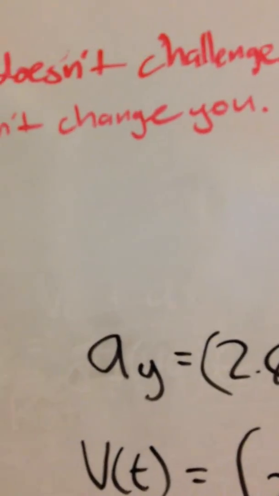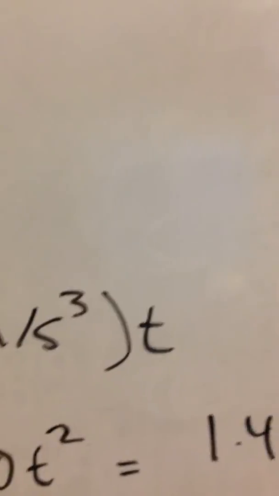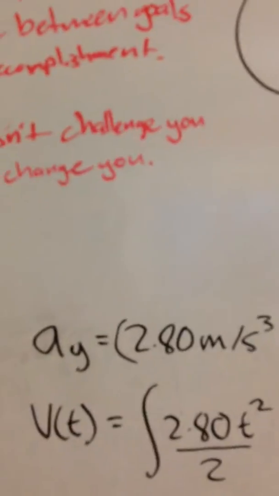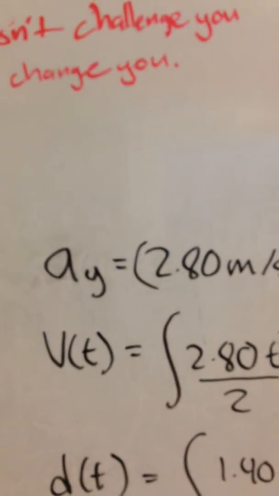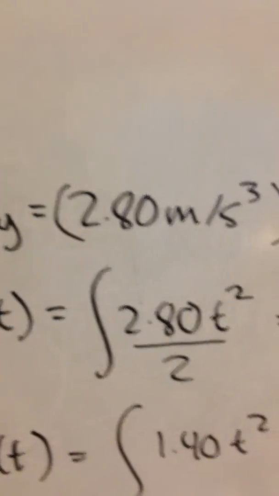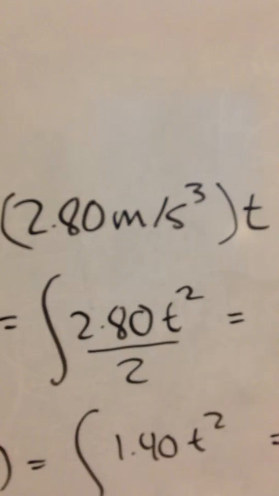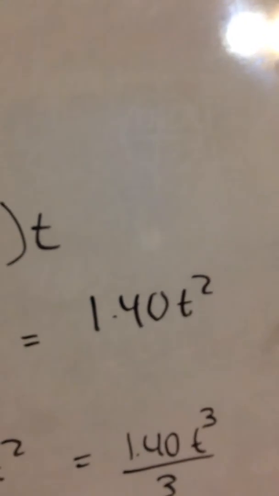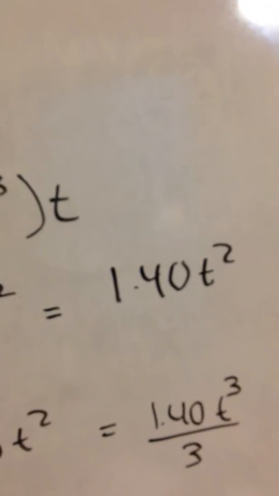So first off, we have this equation: the acceleration equals 2.80 meters per second cubed times the time. To find the velocity, we just take the integral of that, which is the opposite of taking a derivative, basically. The velocity equals the integral of 2.80 times t, which is 2.80 times t squared over 2, which equals 1.40 times t squared.